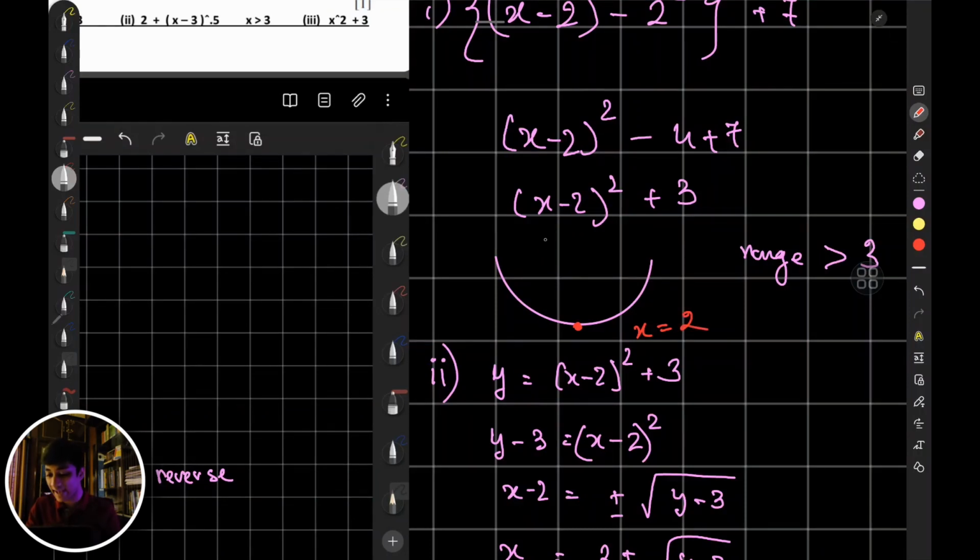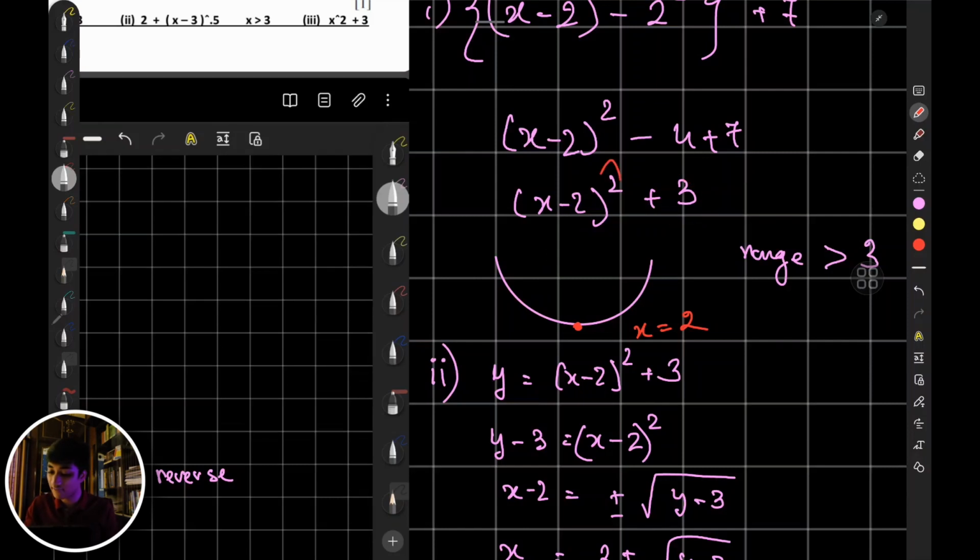Why? Because when x equals 2, this entire value becomes 0. 0 plus 3 is 3. Can you get any value lower than 3? Let's see. If, let's say, x was over here, minus 2. Minus 2 minus 2, minus 4. Minus 4 whole squared is 16. So it increases. Whatever your x value is, your y output is going to increase.